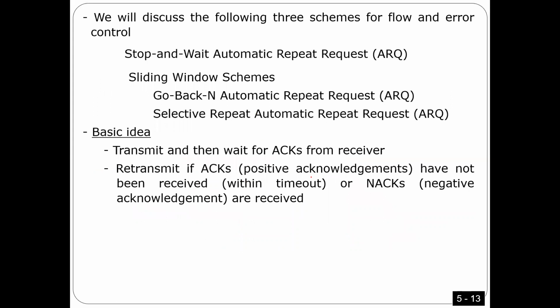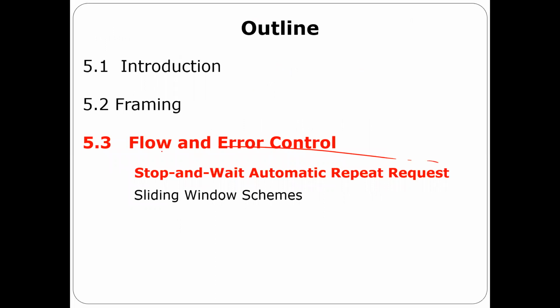In this chapter, we are going to explain two approaches. One approach, the first one, is called stop and wait, automatic repeat request. The other one we call sliding window. In sliding window, I'm going to teach you two approaches. One is called go back N, and the other one selective repeat. So as you see here, these are the approaches I'm going to teach.